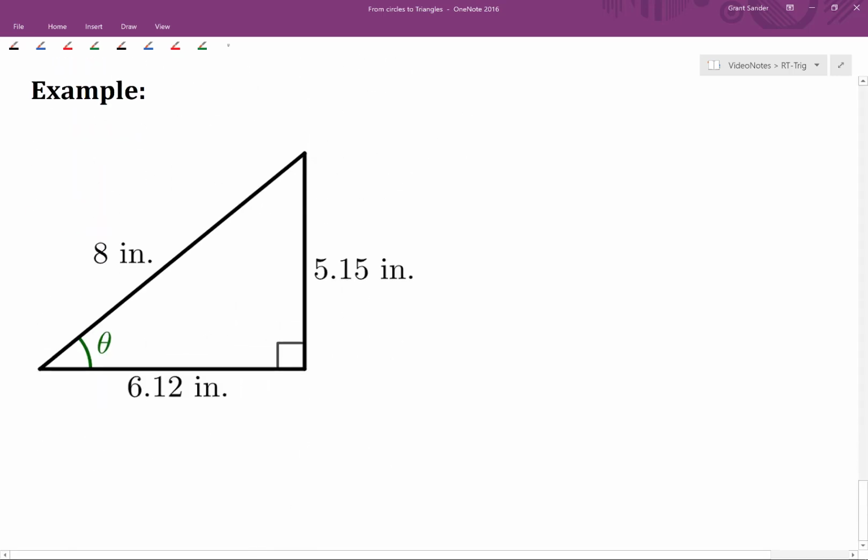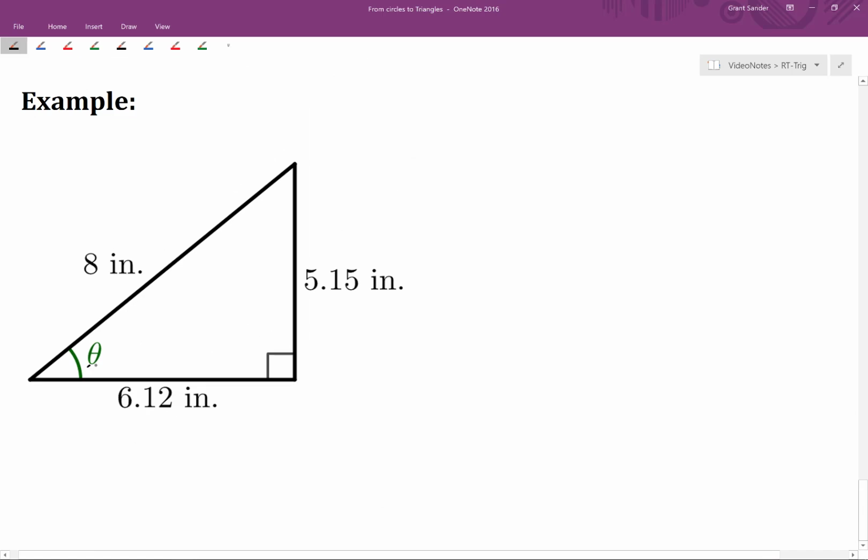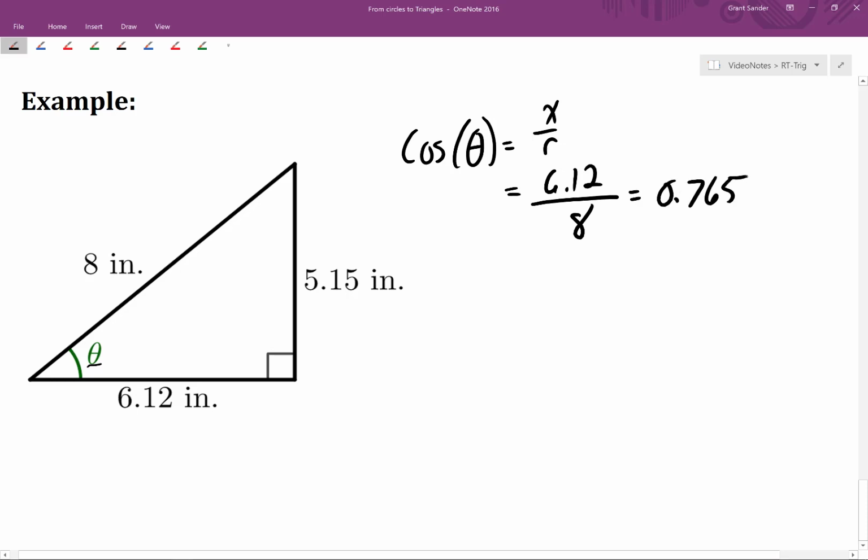Let's look at one more example. So let's suppose we do not know the angle measure down here in the bottom left, but we know the lengths of each side. We can actually use what we know to determine the output values of the trigonometric functions. So for example, we know that cosine of theta should be equal to x divided by r, or the measure of the horizontal side in units of the hypotenuse, which is going to be equal to 6.12 divided by 8, and that's exactly equal to 0.765.